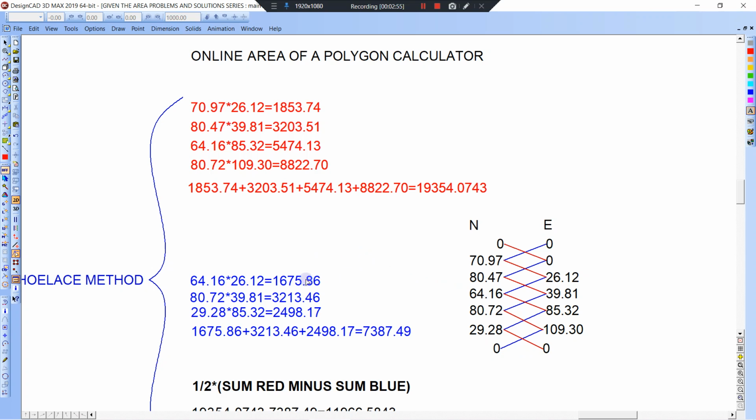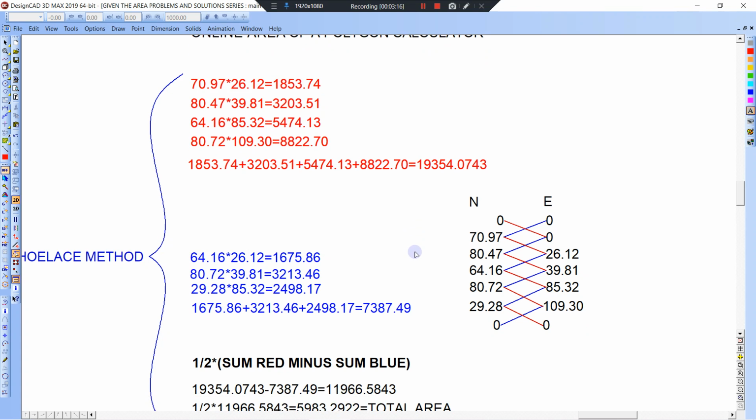Then we have blue: this times 0, 80.47 times 0, and 64.16 times 26 is the first one we have. Then the next is 29.28 times 85. And the last one here would be 0 again. So we've completed the loop.